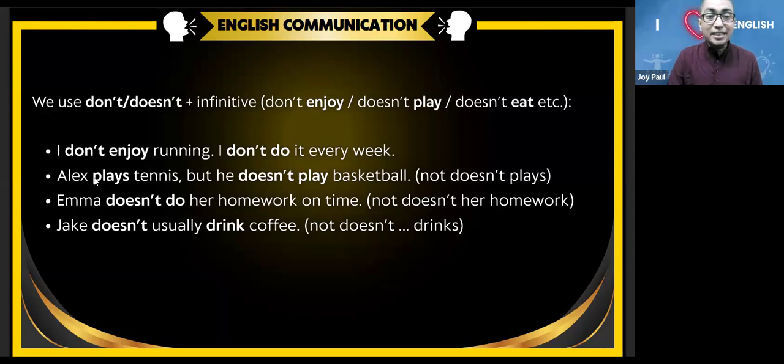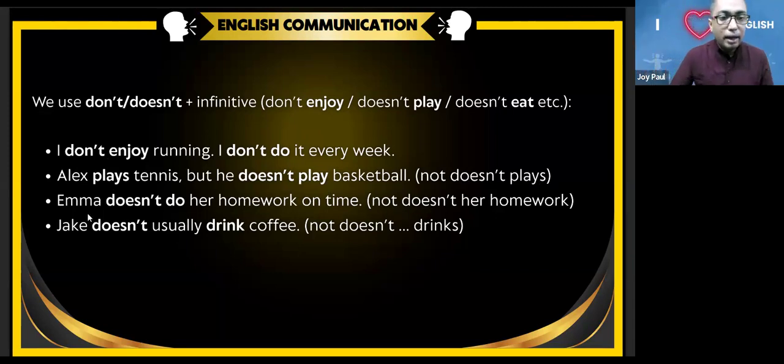Next example. Alex plays. Alex, third person singular number, plays tennis. But he doesn't play basketball. Not doesn't plays. He doesn't play basketball. So now you cannot write doesn't and plays together. Either say he plays, or when you are making the negative form, say doesn't play. Don't say doesn't plays. It's grammatically wrong.